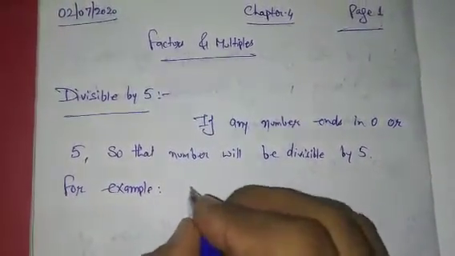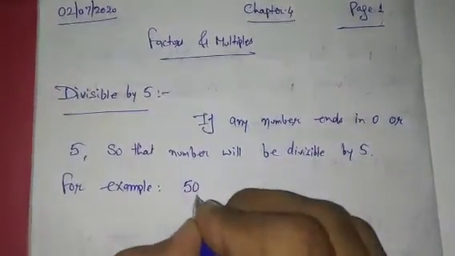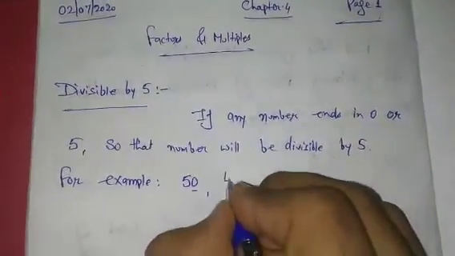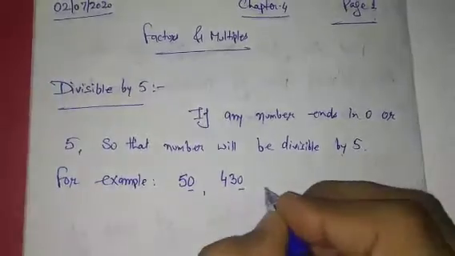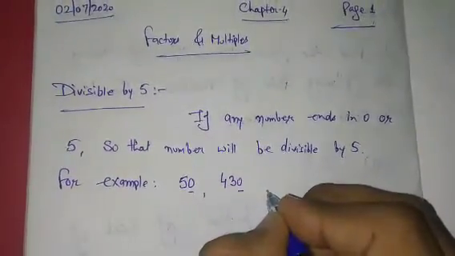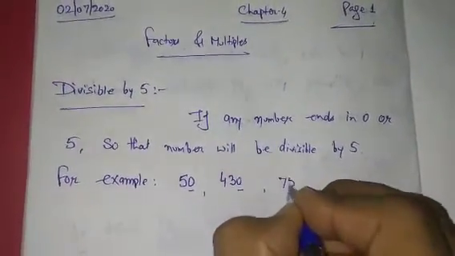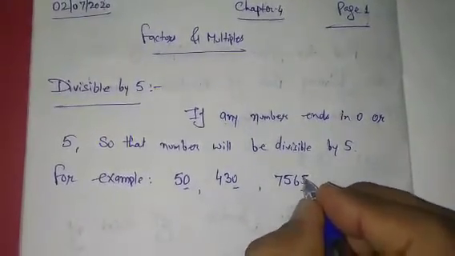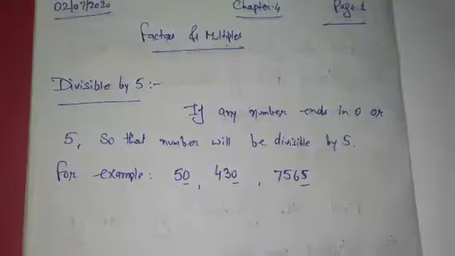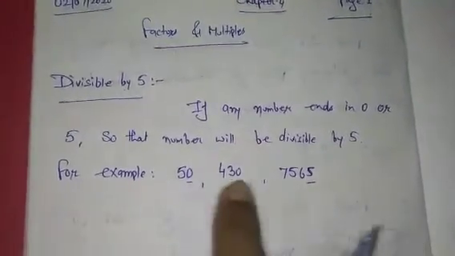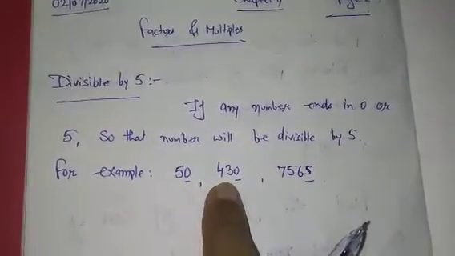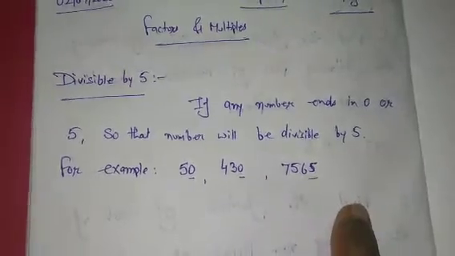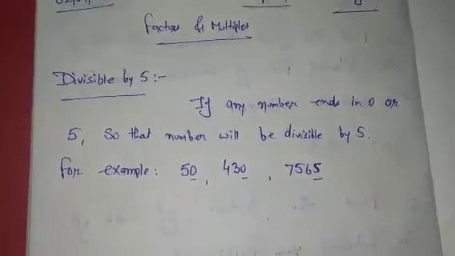For example, I want to take one example, 50. The ones digit is 0. Another number is 430. Here the ones digit is 0. If any number is like 7565, that number will be divisible by 5 also, because the ones digit is 5, it ends with 5. And where the number ends with 0, that type of number is easily divisible by 5. Clear students?